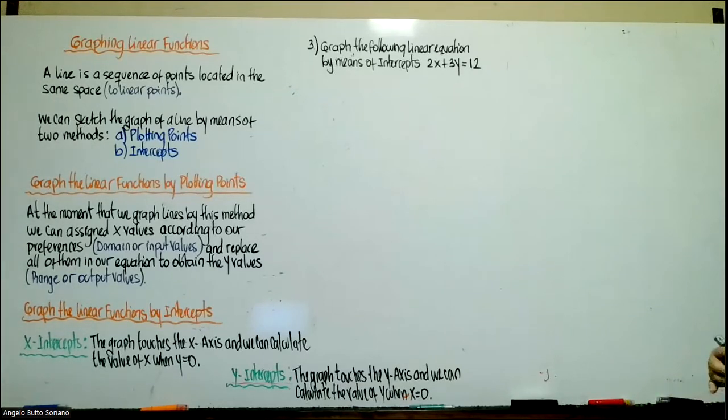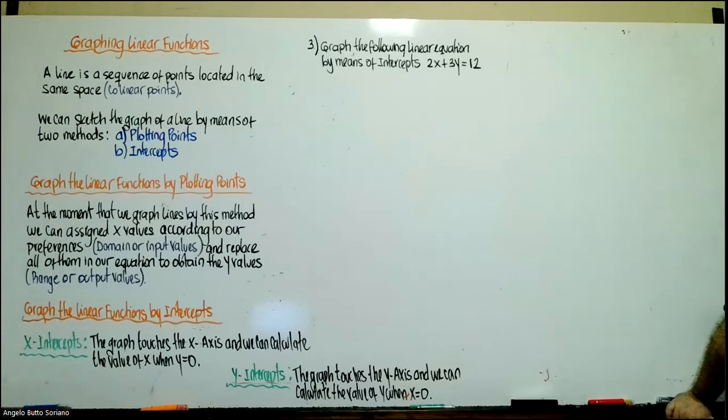Okay, remember the concept of intercepts. The intercepts are the points where the graph touches the x or y-axis. The x-intercept, how are we going to calculate that one? Because the graph touches the x-axis, we calculate that value by substituting y by 0 and solving for x. And the y-intercept will be the opposite. That happens when we substitute x by 0 and solve for y.